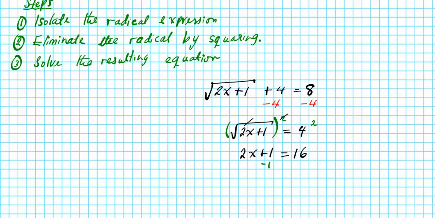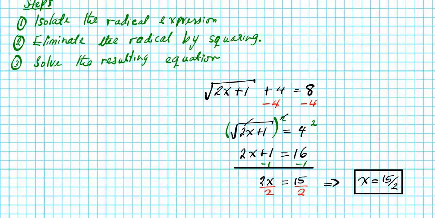Okay, let's go ahead and do that. Subtract 1 from both sides, and then you're left with 2x equals 15. And then you proceed to divide both sides by 2. And your final answer is going to be x equals 15 over 2. Okay? So that's that.